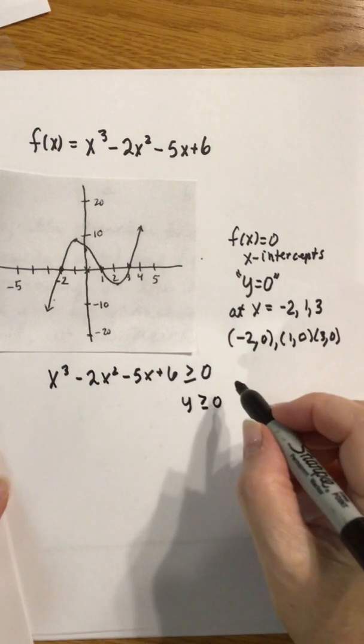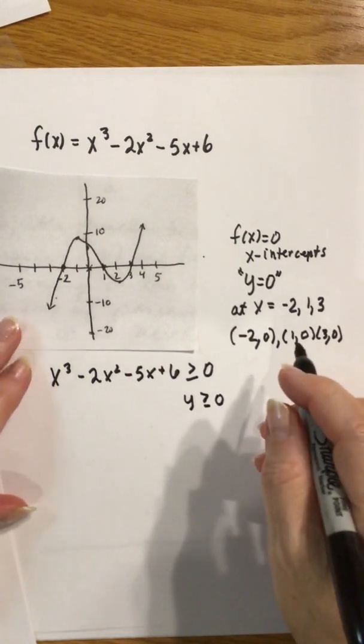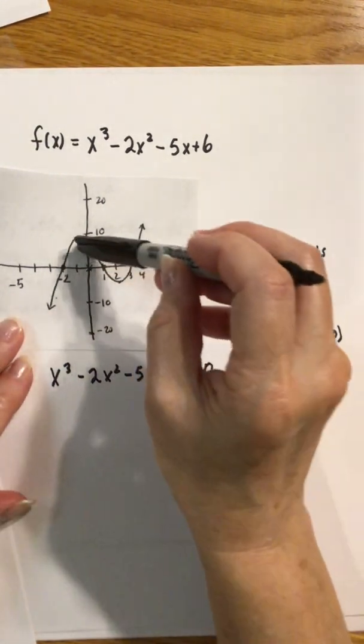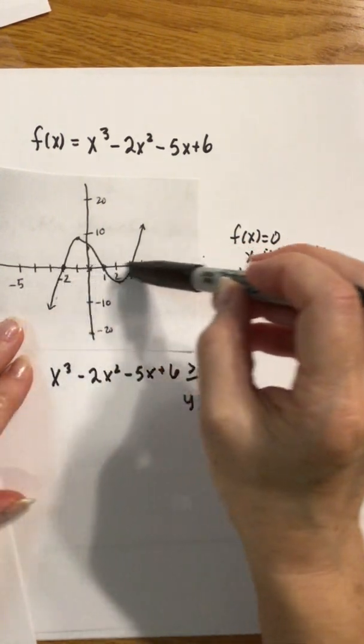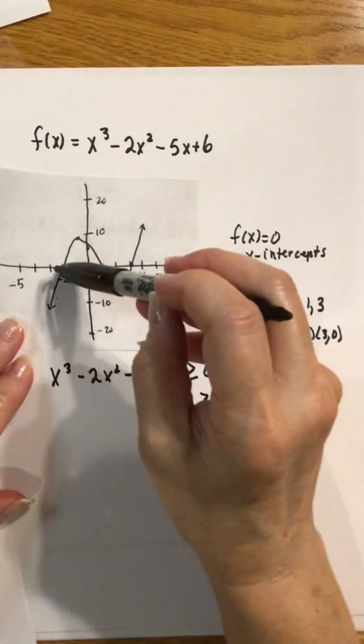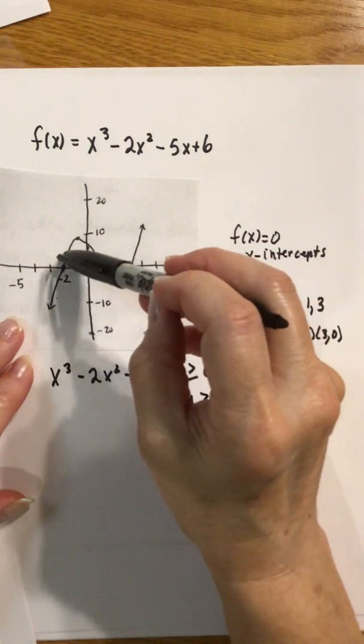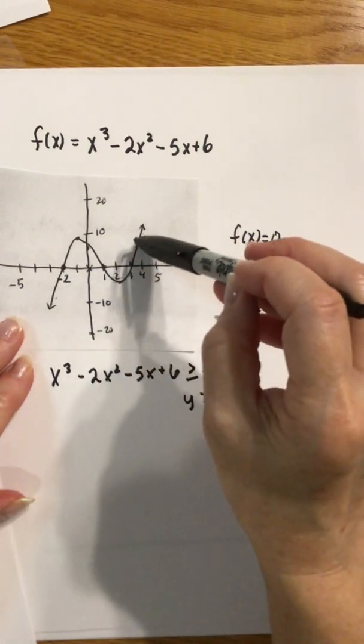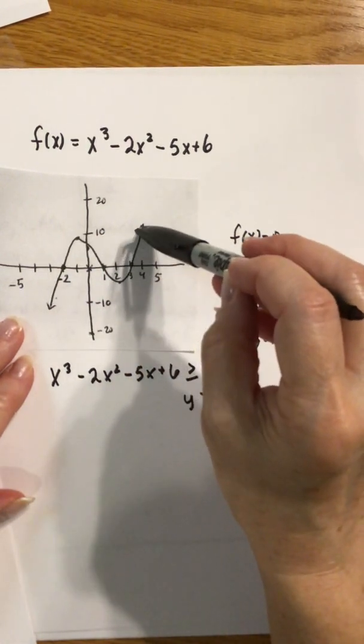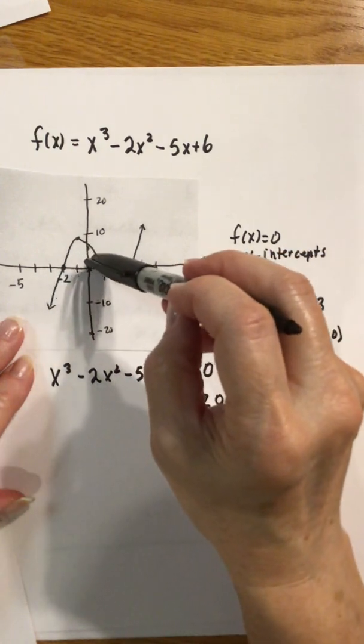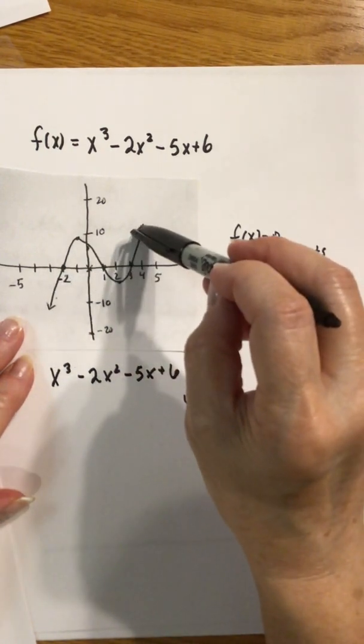Okay? So the y value greater than 0 is going to be above the x-axis, because the x-axis is where it's equal to 0. So this would be the above part, right? But this over here is also above the graph. So in that case, this part right here, between here and between it up.